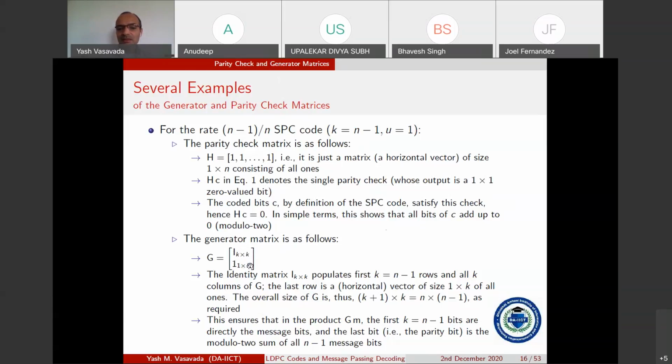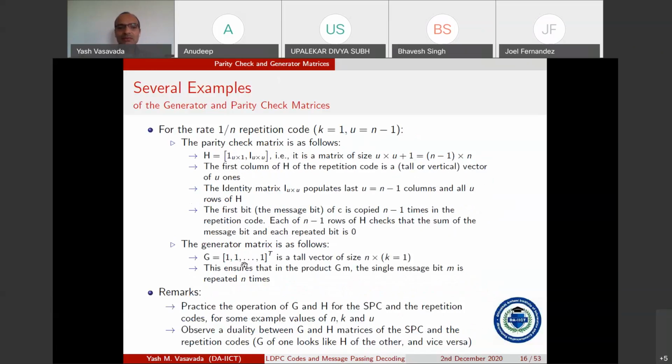So what this generator matrix will do is, by the way, the generator matrix for the length 4 SPC code will have a size of 4 cross 3. This identity matrix will be a 3 cross 3 matrix. And so when you put some 3 bits as the input, what will come out is first 3 bits will always be the same 3 bits that you fed as the input because of this I matrix. And then the last bit will be the modulo 2 sum of those 3 bits. Okay, so this is just an example for the SPC code.